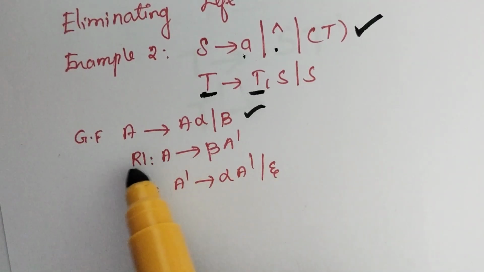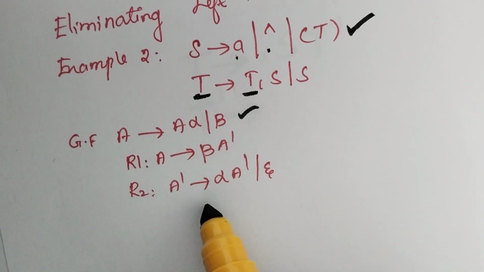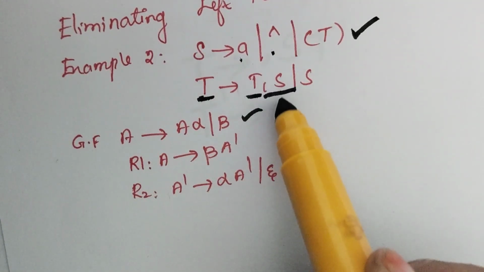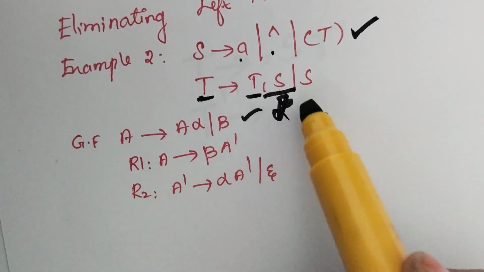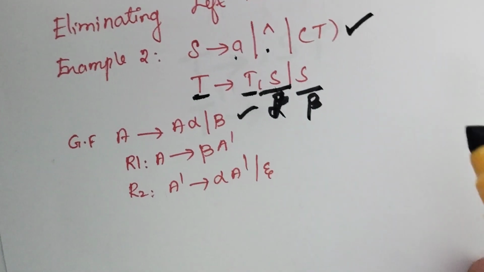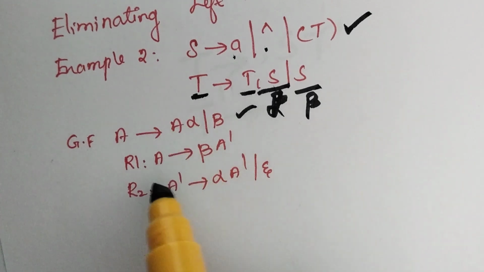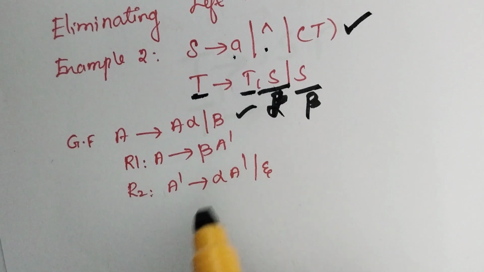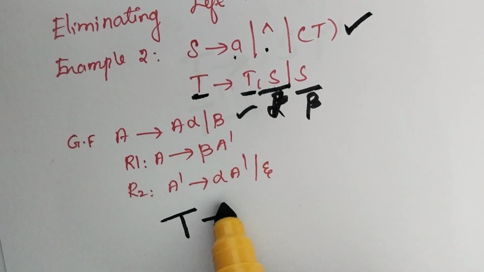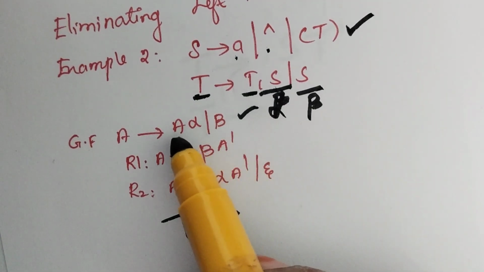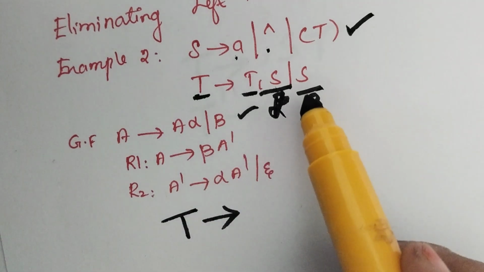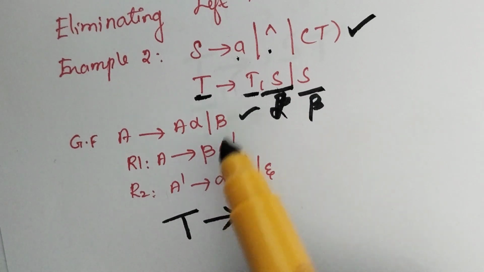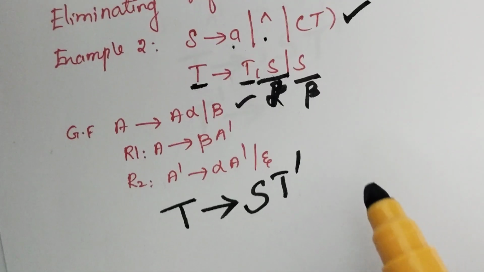Now I am going to apply rule 1 and rule 2 to eliminate the left recursion. So by comparing, this comma and S is termed as alpha and this S is a beta. By applying rule 1, that is A produces beta A dash. Here A is capital T. So you can write the production T produces beta A dash. What is your beta? Capital S is your beta. Then A dash. Here it is T. So it is T dash.